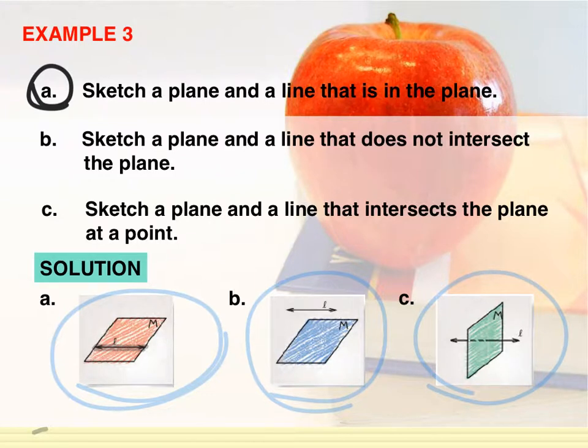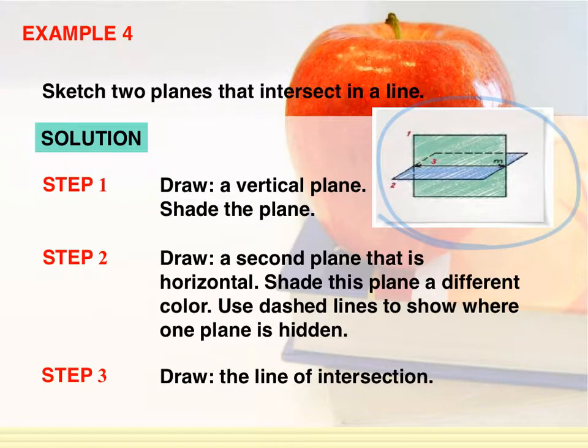And we have one more slide. Let's see what we got here. Now they're walking you through step by step. They want you to actually try to draw two planes that intersect at a line. So here we go with our three-dimensional figure. They're telling you to first draw a vertical plane and then shade it in. Then draw a second plane that's horizontal, shade that plane a different color, and again, use dashed lines to show where one plane is hidden. And then you can draw the line of intersection.